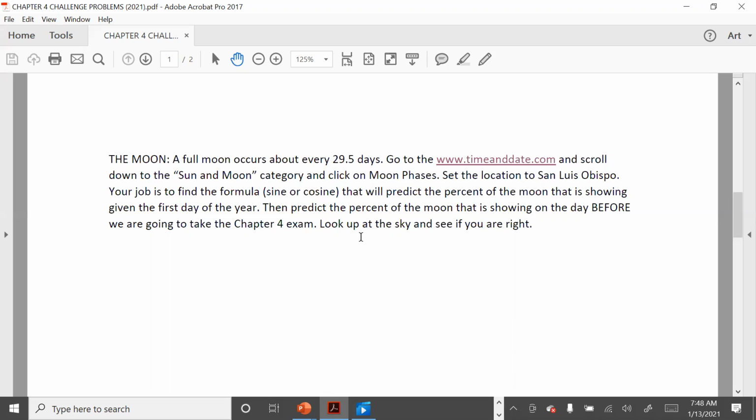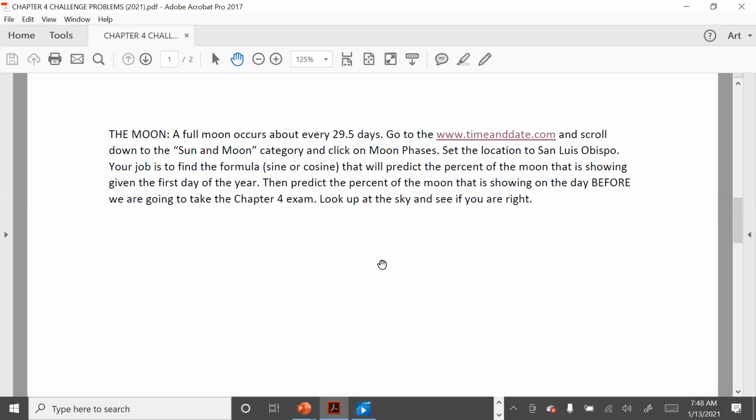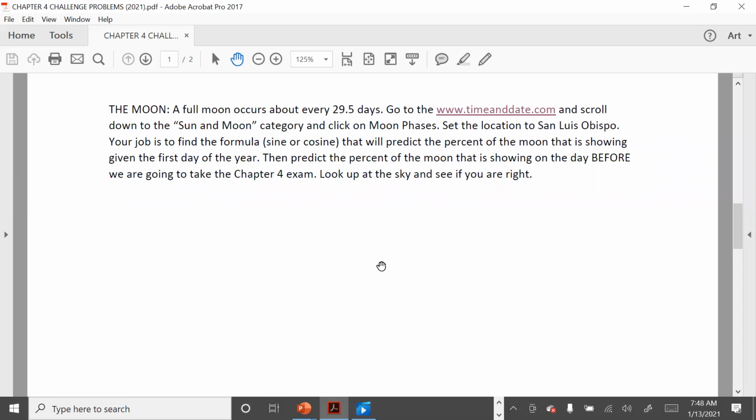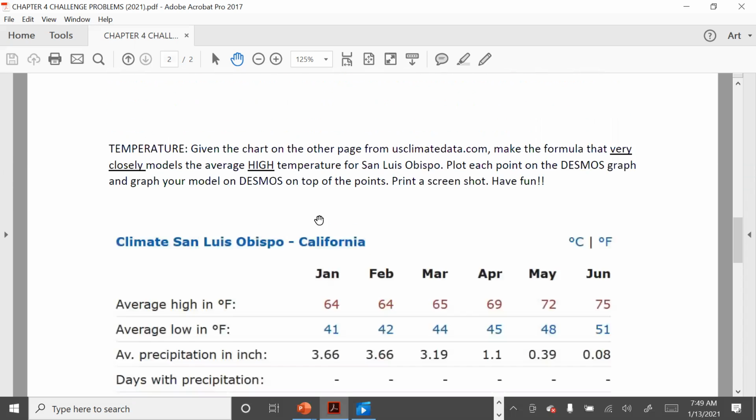We good? So this one's not going to go from 1 to -1. It's going to go from, you guys say? 0 to 100. Yeah, 100% is a full moon, right? 0 is a new moon. So there's that fluctuation, from 0 to 100. And the day we take the chapter 4 exam, the night before, you do have to look up in the sky to see if you're relatively correct. That's about 35%. That's cool. We good? I like that one.